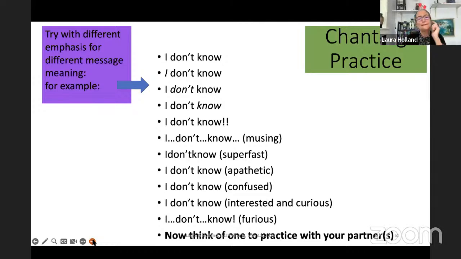Or you can do it like, I don't know. Or I don't know. Or I don't care. Oh, I don't know. Or confused. I don't know. Or interested and curious. I don't know. Or furious. I don't know. My students love that one because they don't usually see me like that. So think about different ones that you can do. And then think about words that you can use to practice with your students.